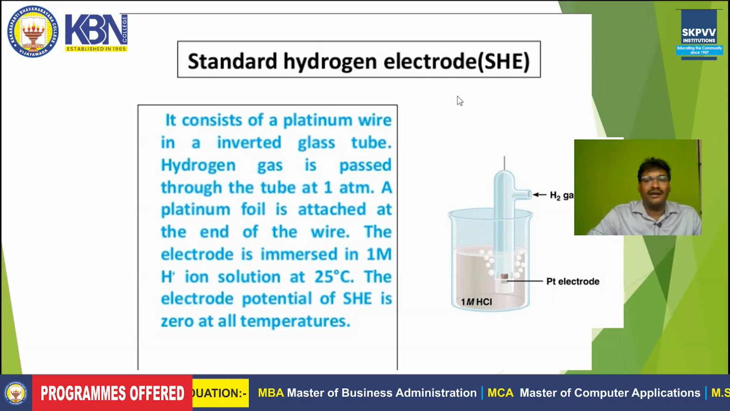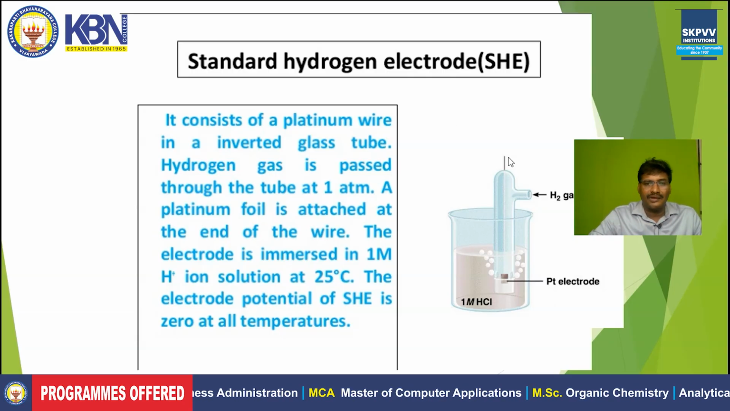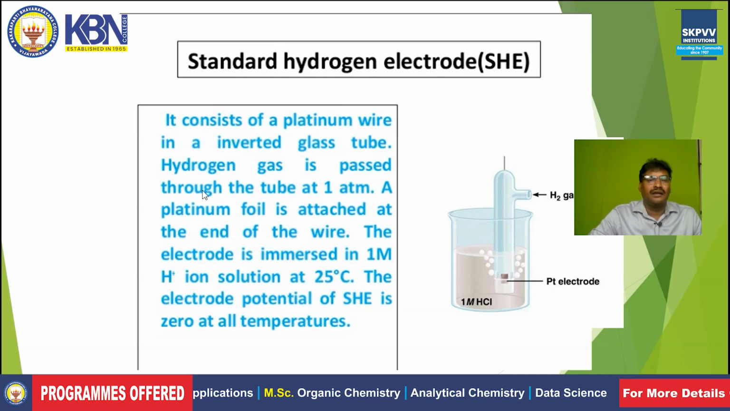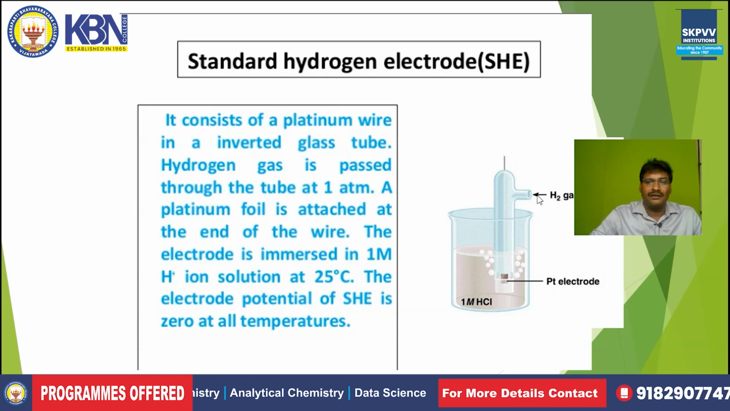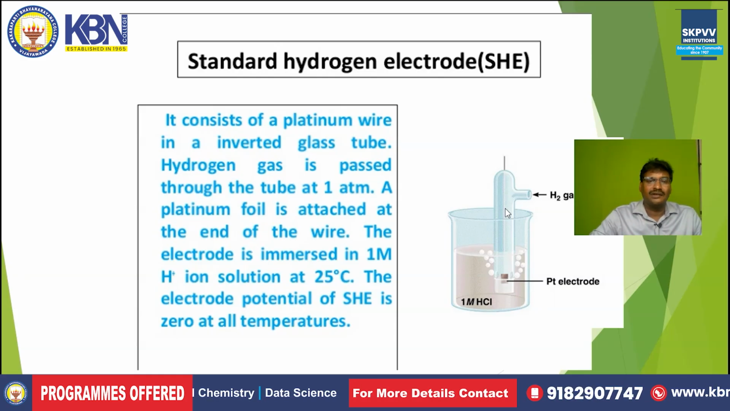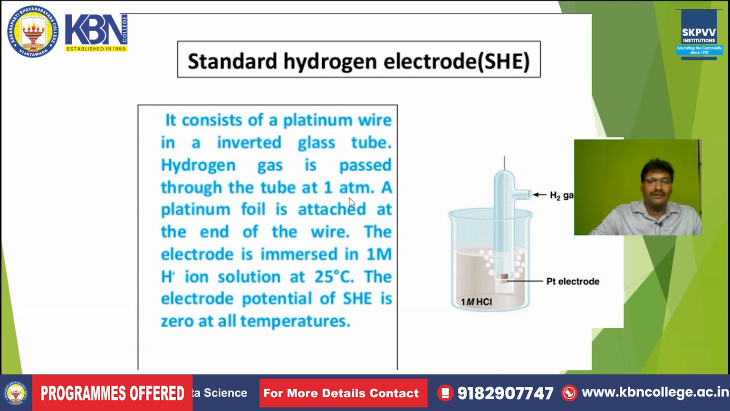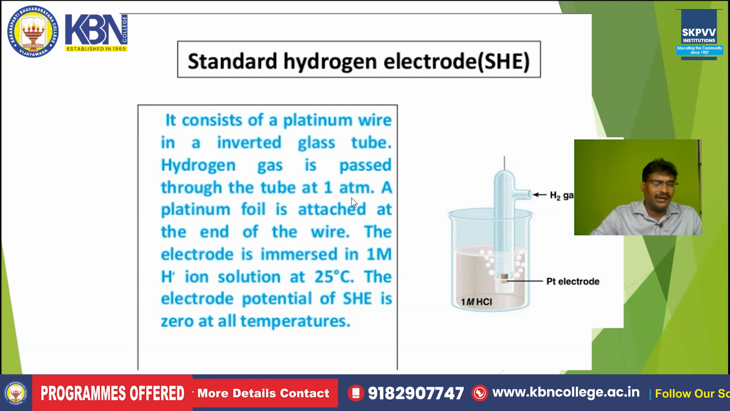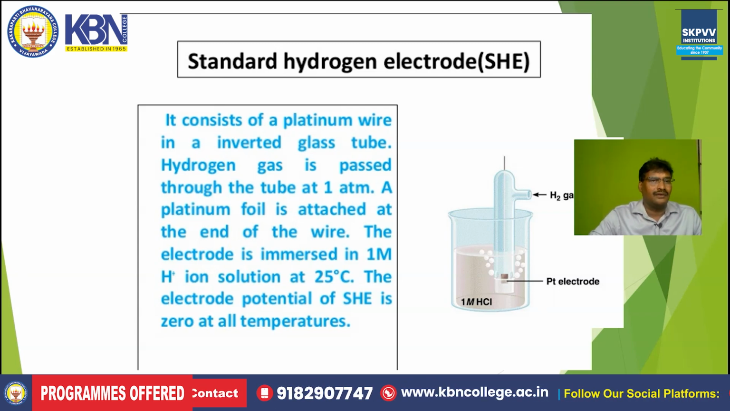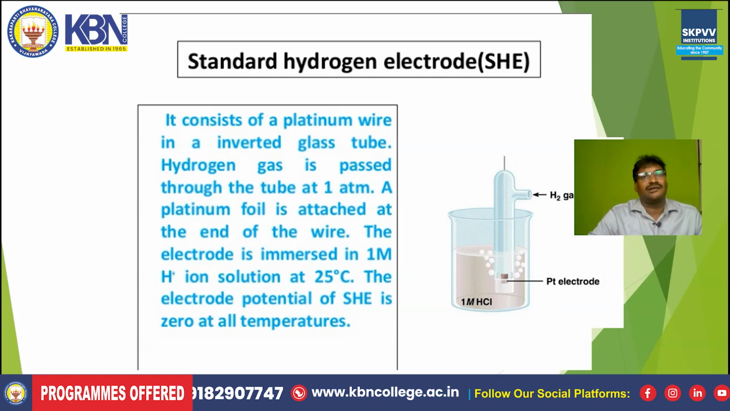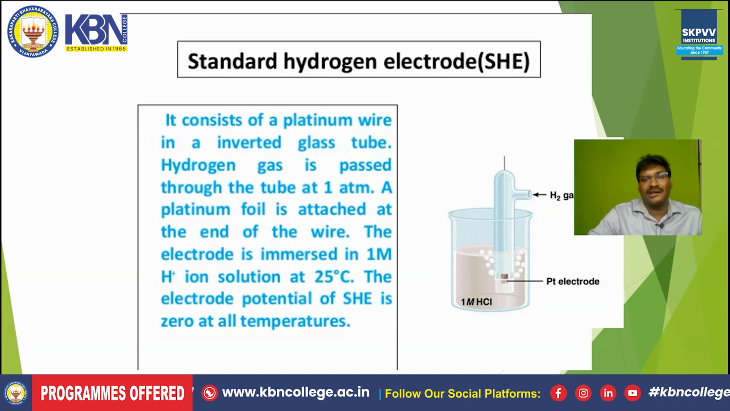The standard hydrogen electrode consists of a platinum wire in an inverted glass tube. Hydrogen gas is passed through the tube from this side at 1 atm. 1 bar and 1 atm are both nearly equal, with just a 0.1 difference.